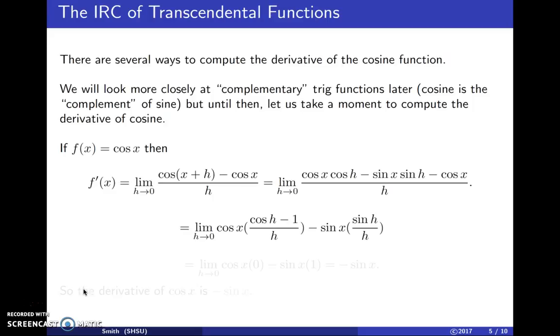I can pull out cosine x, and it's multiplied by cosine h minus 1 over h, and I can pull out the sine x and get sine x times sine h over h, and again, we know those limits, and so plugging those values in, we get minus sine x. So the derivative of cosine x is minus sine x.